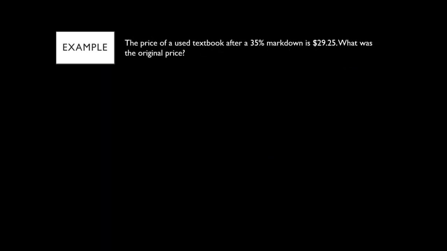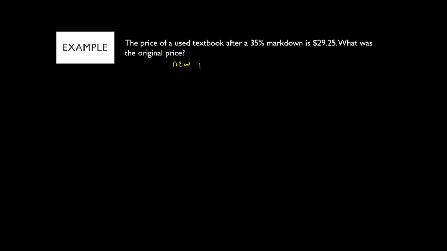Okay. Here's one where we've got a markdown. So it's going to be similar to what we did, but now we're going to be subtracting. We've got the price of a used textbook after a 35% markdown is $29.25. What was the original price?